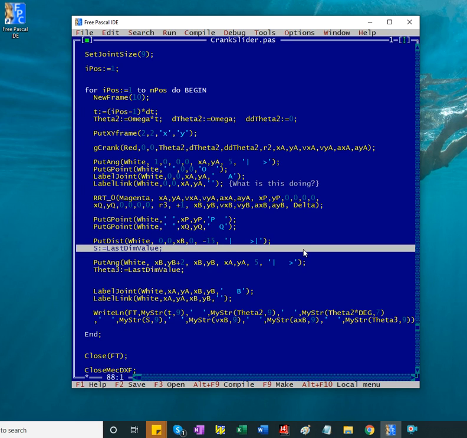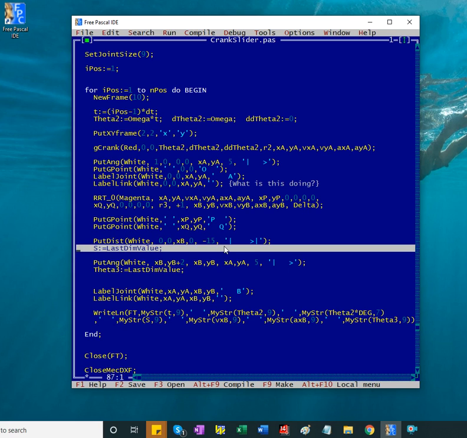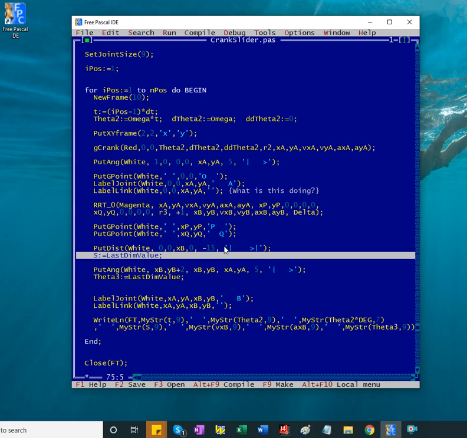And then S, it says here last dim value, and it's used again here, last dim value. So once you call put distance or put angle, there is a variable called last dimension value, and you can assign it to a local variable. Of course, if next time you call put angle or put distance again, it gets refreshed. So you need to save the value right after calling put distance or put angle. I could do it likewise here. To what does not help; I'm just getting back theta 2 that I know.